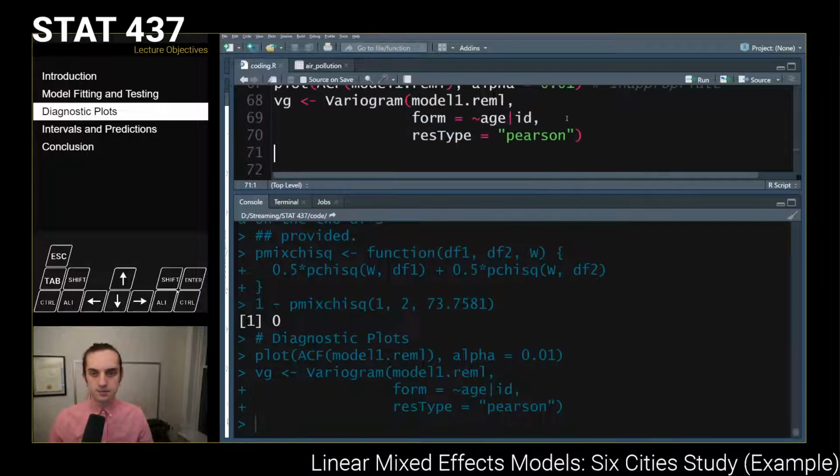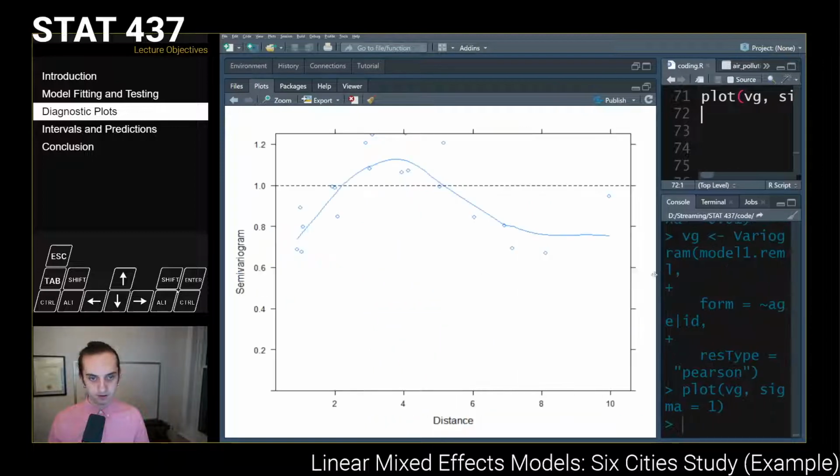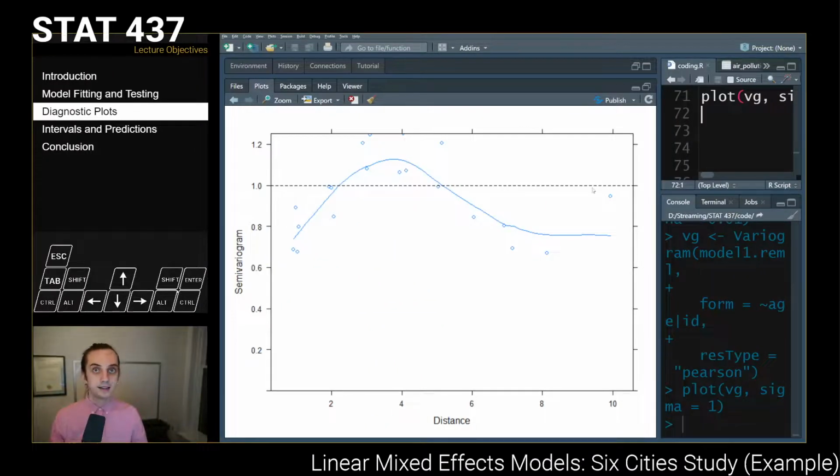And then we can plot the object. So I'll call plot VG. And what I'm going to also specify is sigma equals 1. Now, what that's going to do is when I actually call this plot and we open it up over here, you can see this dotted line is at 1. Well, that's what that sigma parameter does.